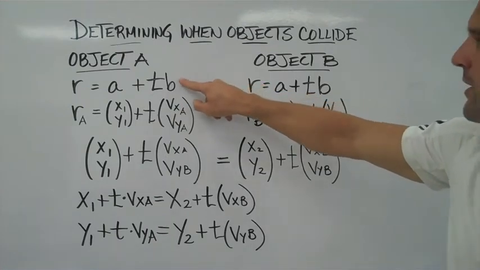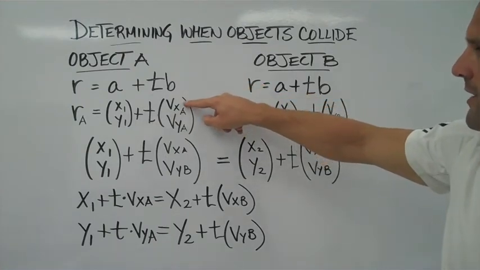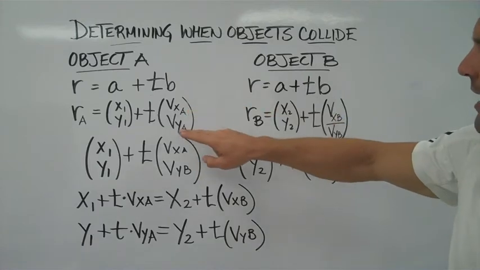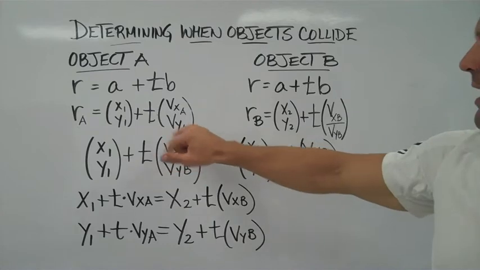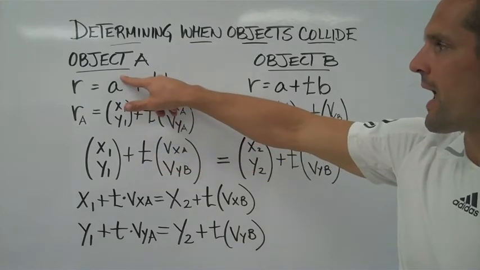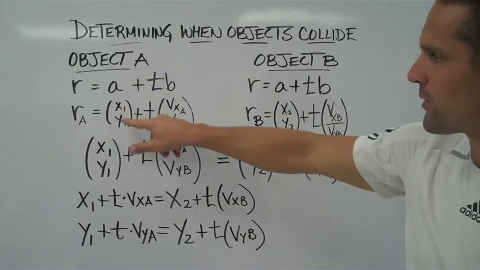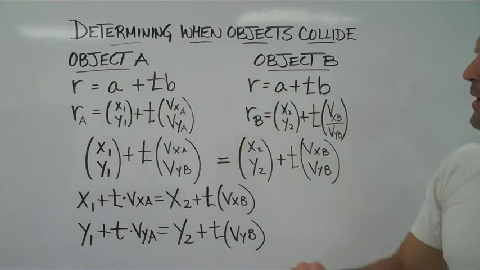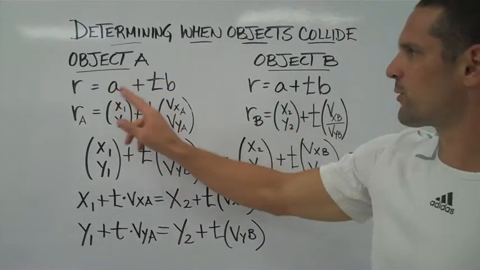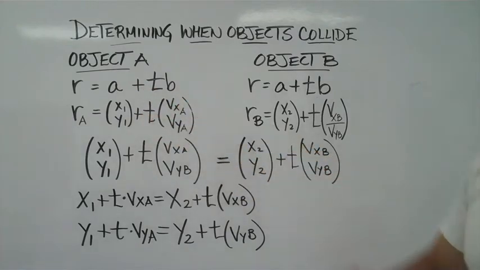We can break the B vector into the velocity of its x component of object A and the velocity of its y component also of object A. Our starting point, capital A, is now at x1, y1. So instead of r equals A plus lambda B, we're just changing it slightly into r equals A plus, instead of lambda, t.